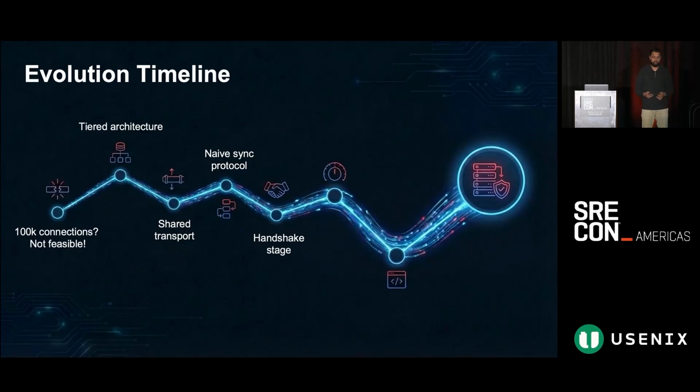At scale, that sync protocol broke. We had to introduce some form of flow control. We did it through a handshake stage. We carefully paid attention to all our config parameters. We used real measurements to configure all of them, which helped us a lot as we scaled.